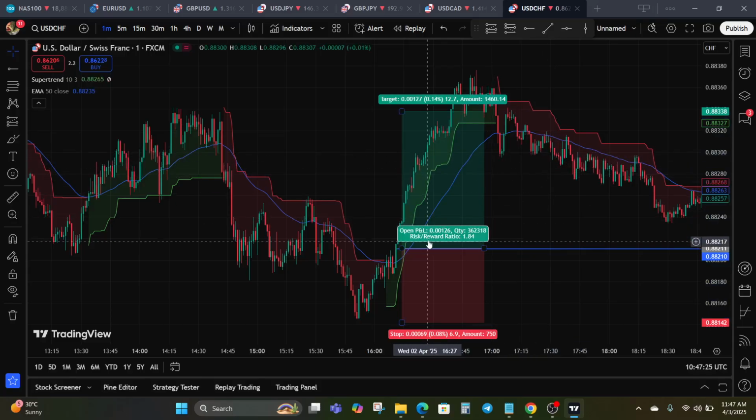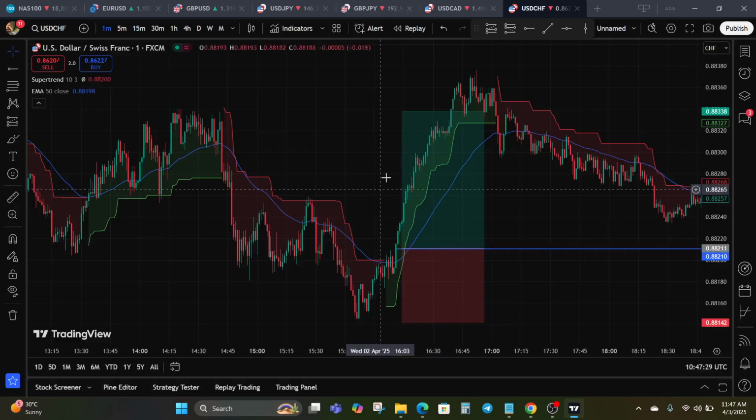Okay, ensure that you always get confirmations. It is very, very necessary. Now, if you want to use momentum indicators for confirmations, you can still do that as well. You must not use only moving average. There are other indicators you can use for confirmations.